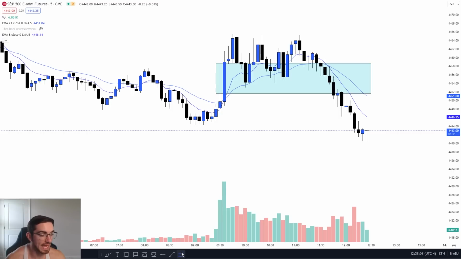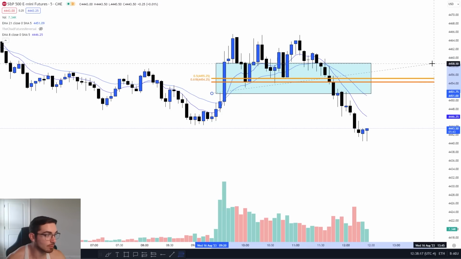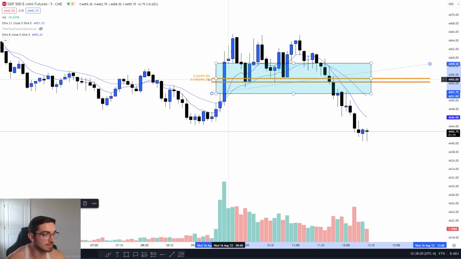Or what you can do is take your Fibonacci retracement and measure the difference between the first candle wick all the way up to the second candle wick. And then from there, what you can look for is the 50%. So halfway through that fair value gap, that is where you can start looking for an entry.